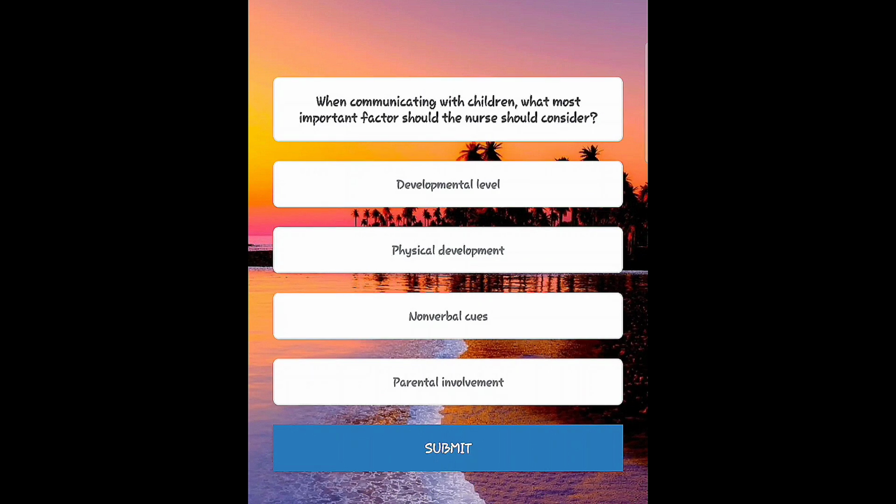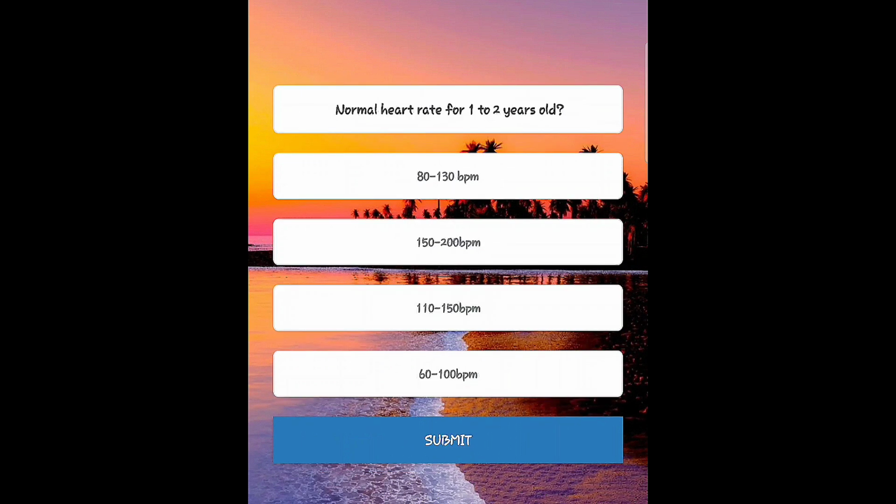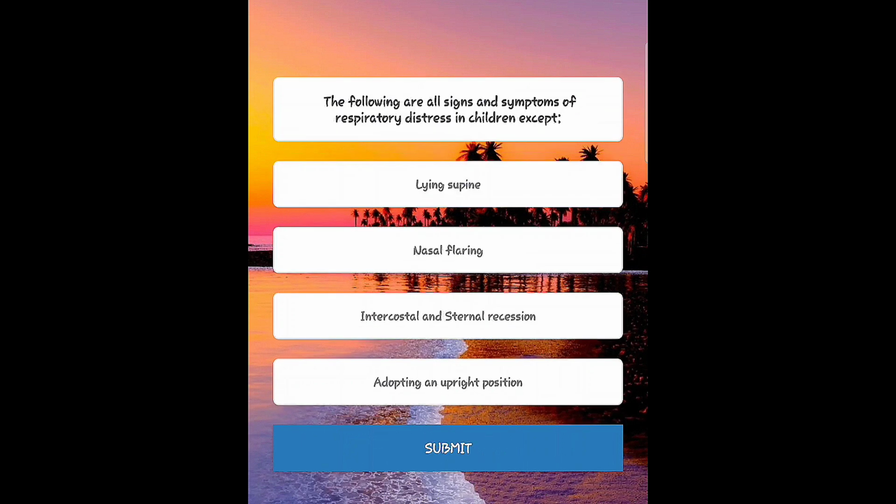Non-verbal cues, developmental level, physical development, parental involvement. I think it should be parental involvement. I'm not so sure. Let's see. Non-verbal cues is correct. Normal heart rate for a 1 to 2 year old is between 80 to 130 bpm. The following are all signs and symptoms of respiratory distress in children, except the answer should be lying supine.